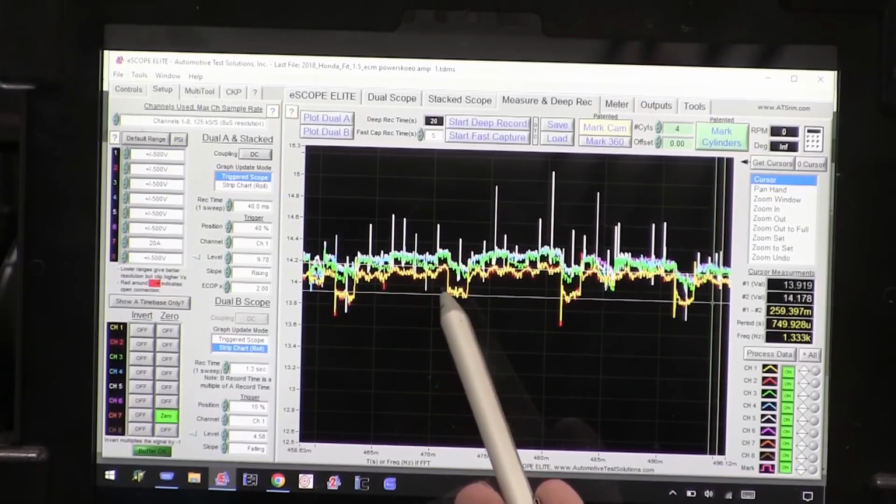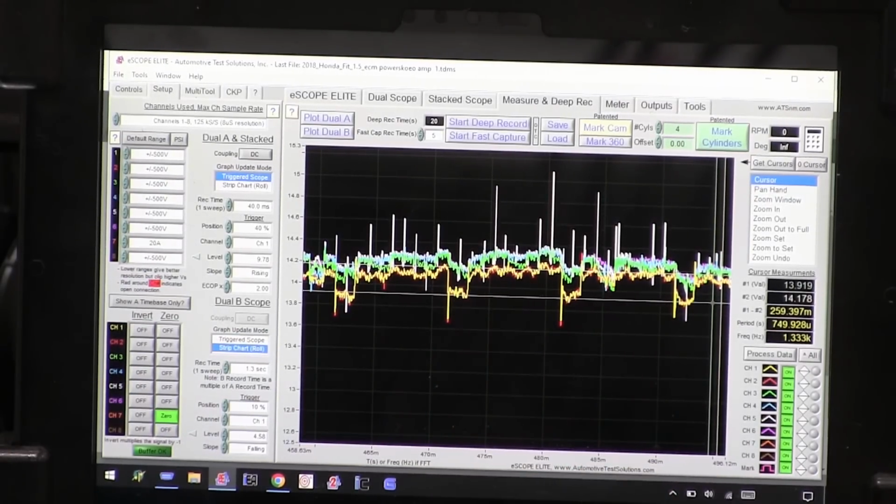I can see that I've got a drop, but it's not enough to cause that computer to be having a problem in my mind. So right now I need to get on the grounds and go through and check the grounds.